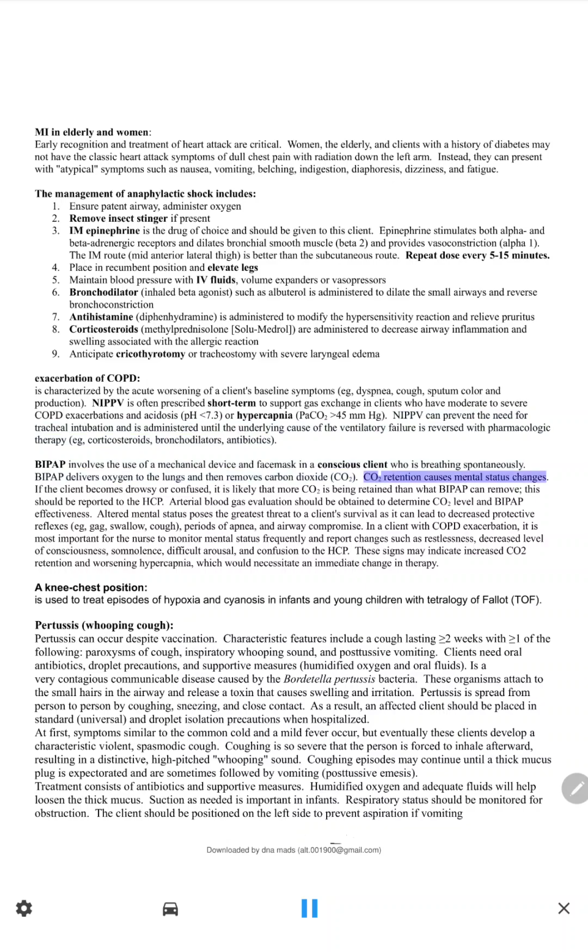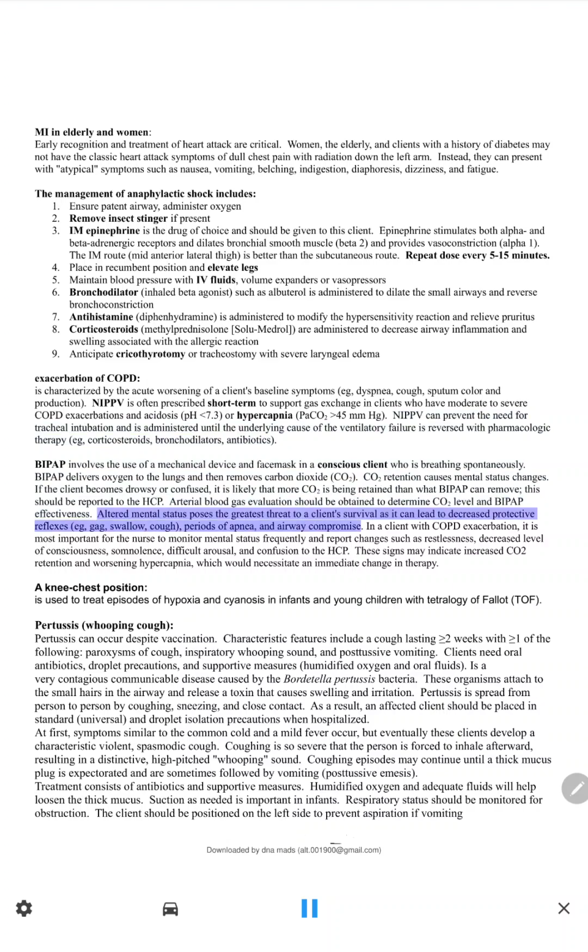CO2 retention causes mental status changes. If the client becomes drowsy or confused, it is likely that more CO2 is being retained than what BiPAP can remove. This should be reported to the HCP. Arterial blood gas evaluation should be obtained to determine CO2 level and BiPAP effectiveness.